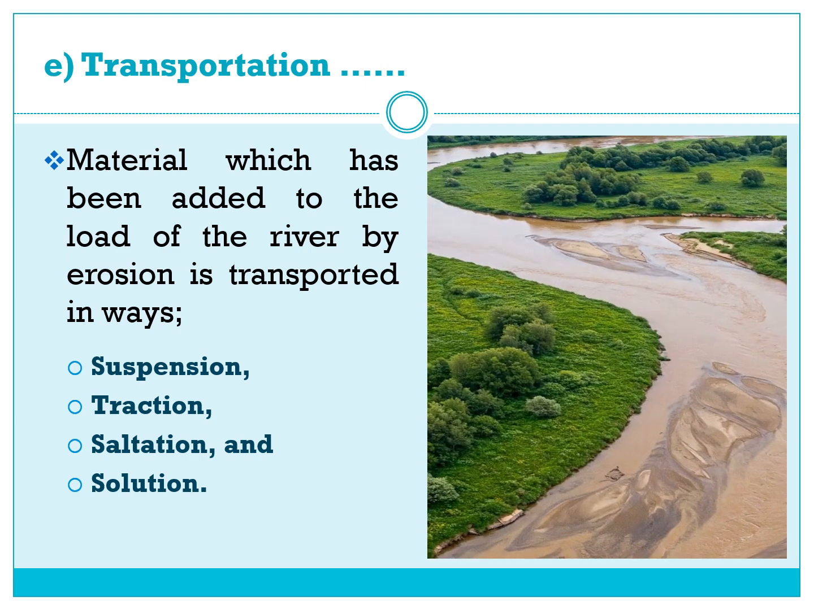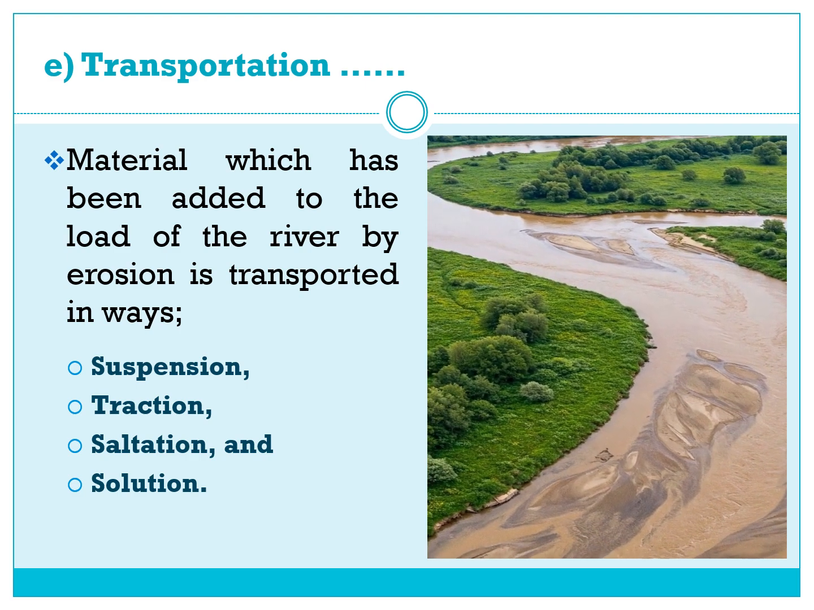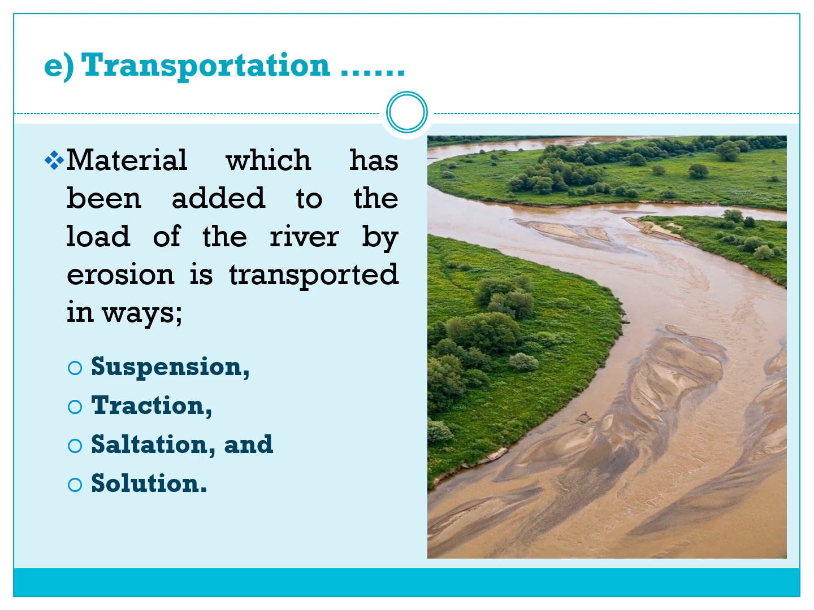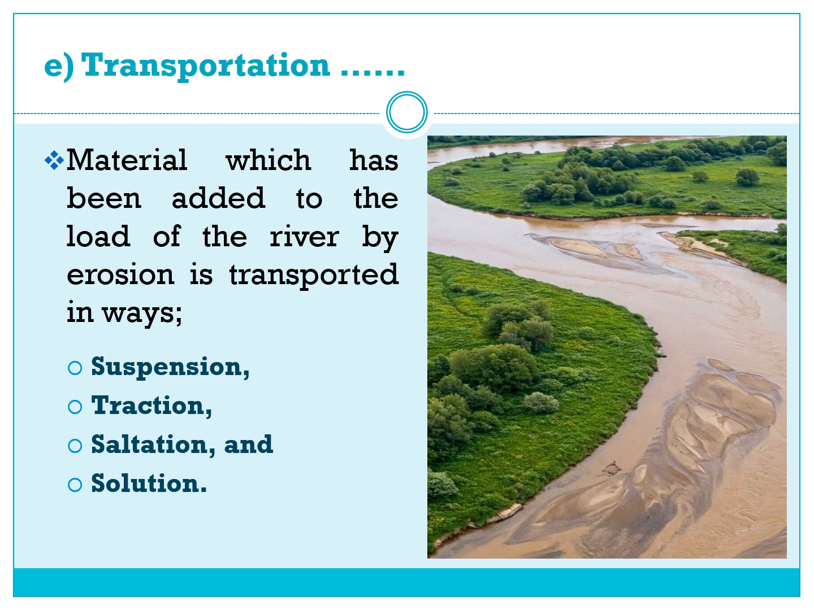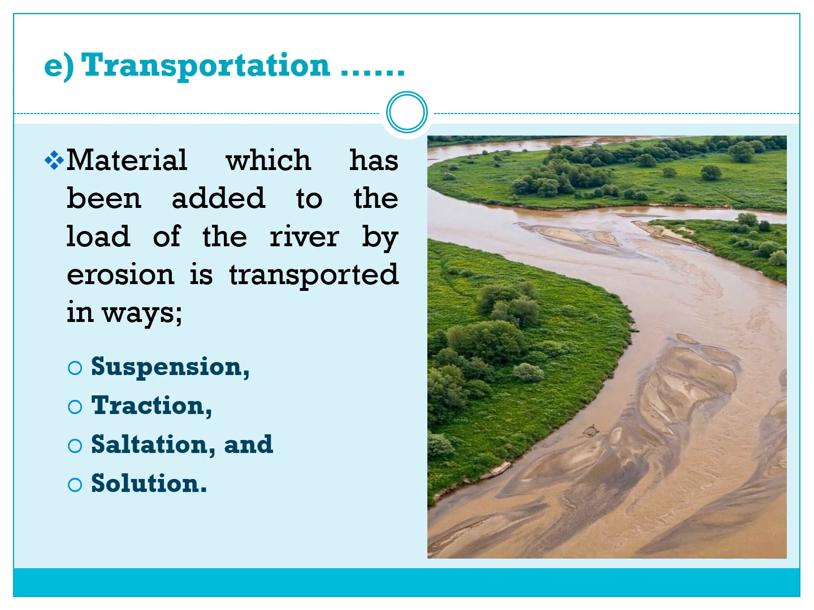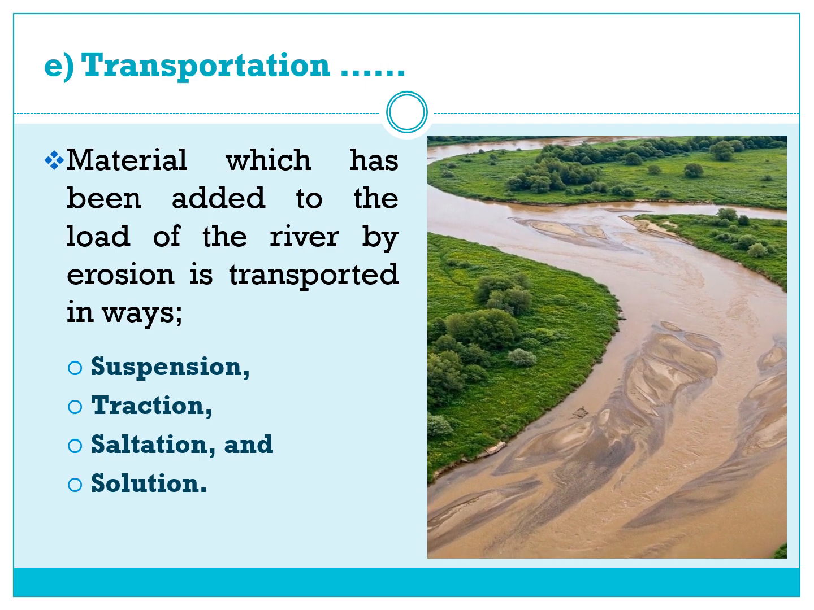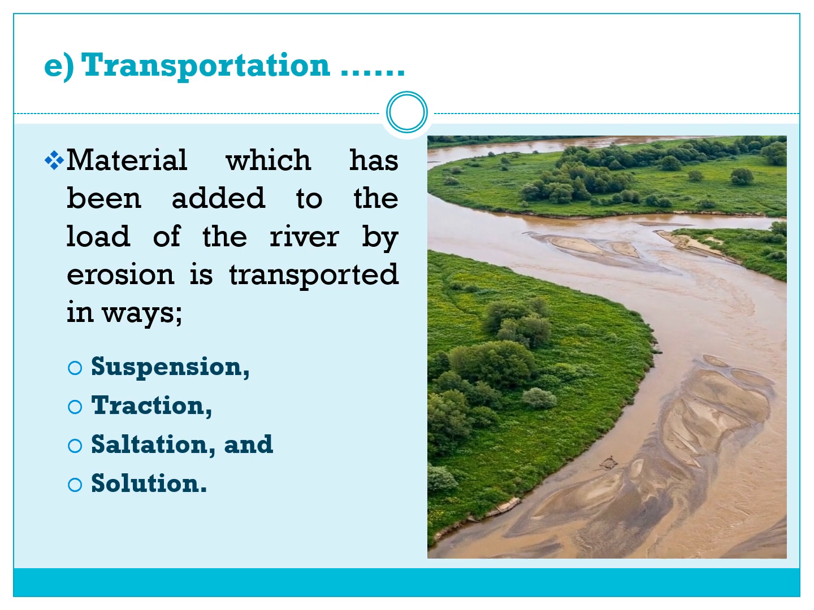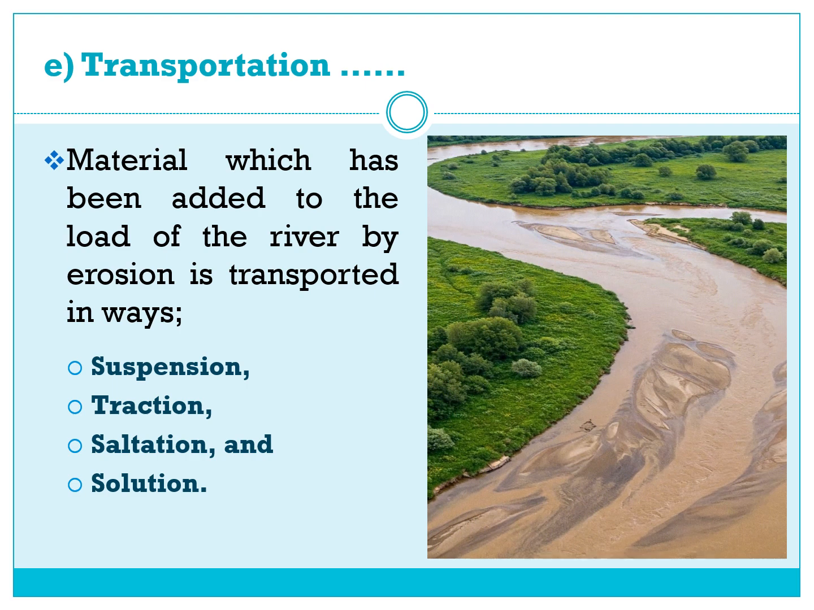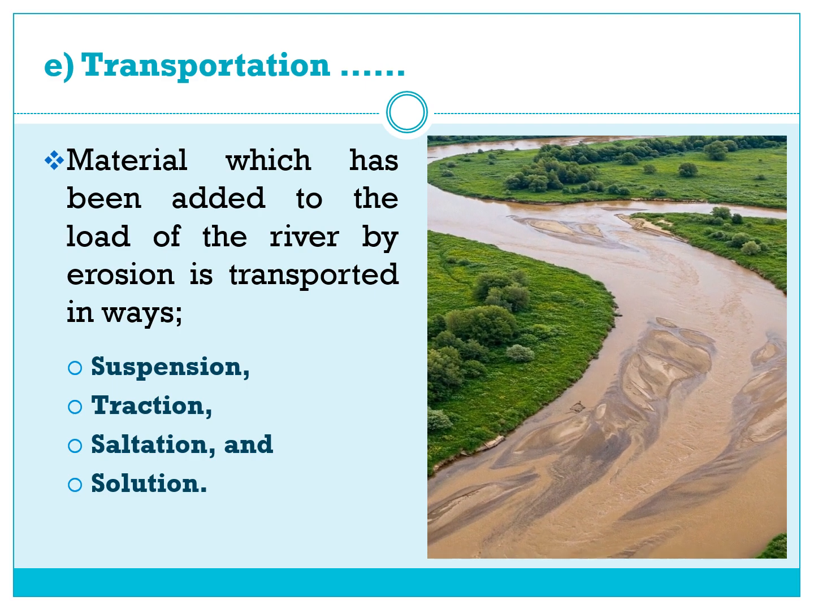Finally, we have solution. This is the least visible form of transport. Certain minerals in the rocks are dissolved by the water through chemical weathering. These dissolved materials are then carried downstream in solution. While invisible, this dissolved load contributes significantly to the overall amount of material transported by a river.